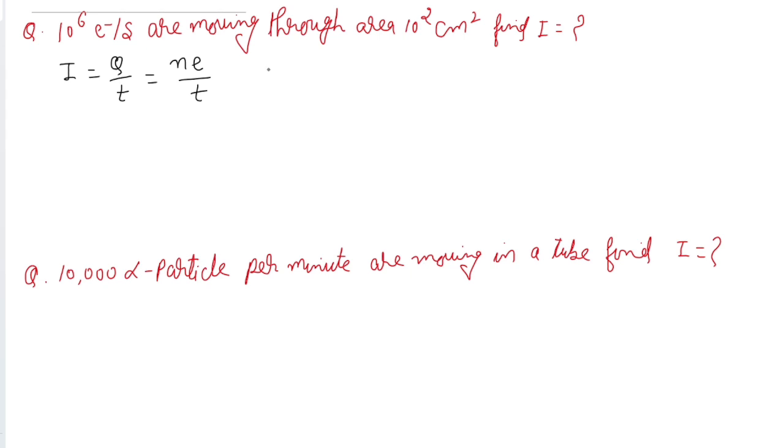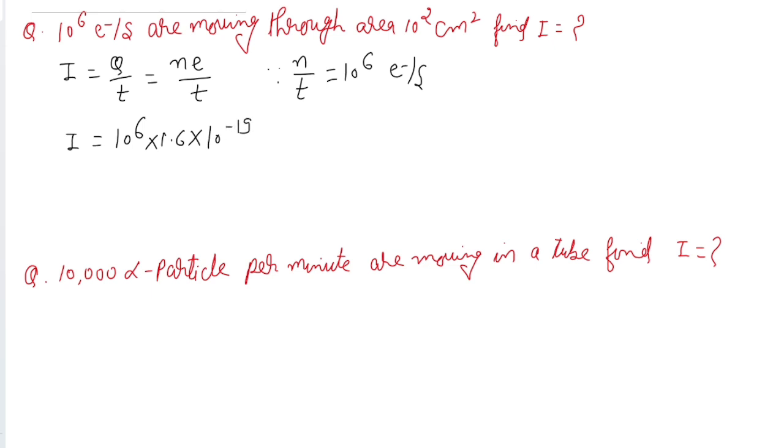And you have to give the value of N by T, the number of electrons per second. So this will be N by T, and N by T is 10 to the power 6 electrons per second. So we have to put the value of N by T as 10 to the power 6. And what is the value of e? It is the charge of the electron, which is 1.6 into 10 to the power minus 19.